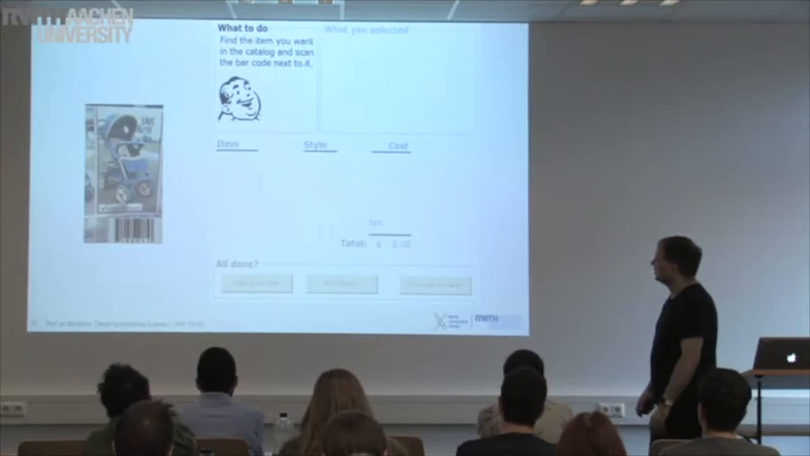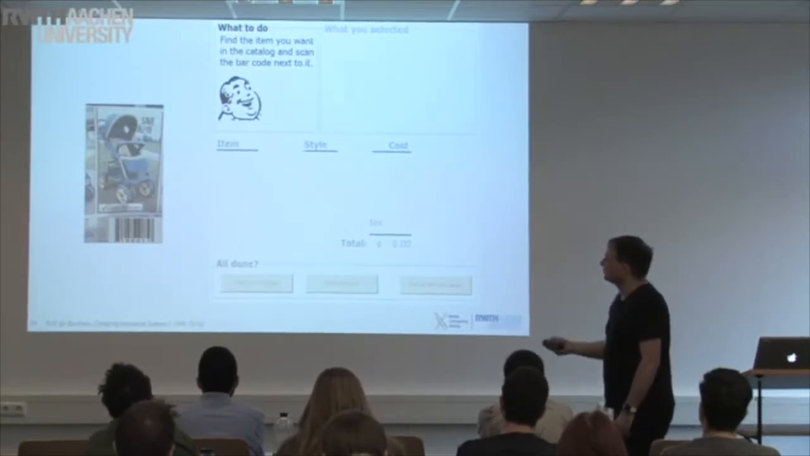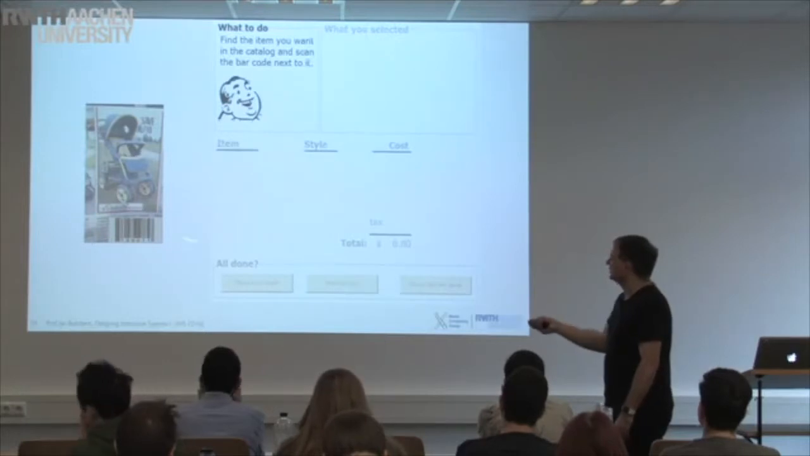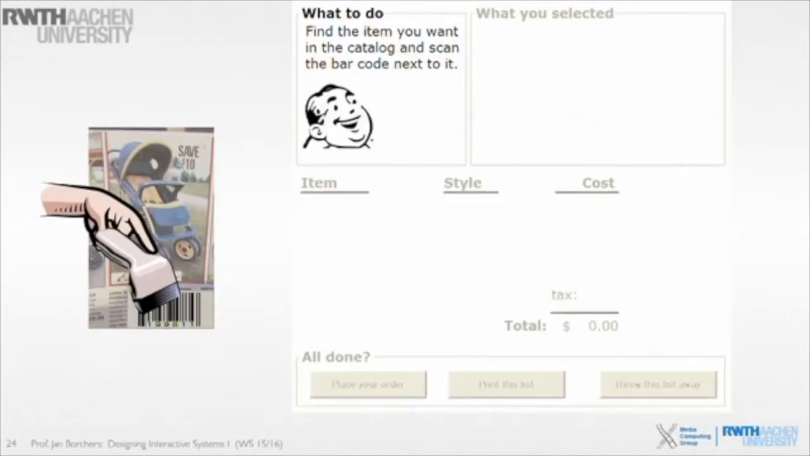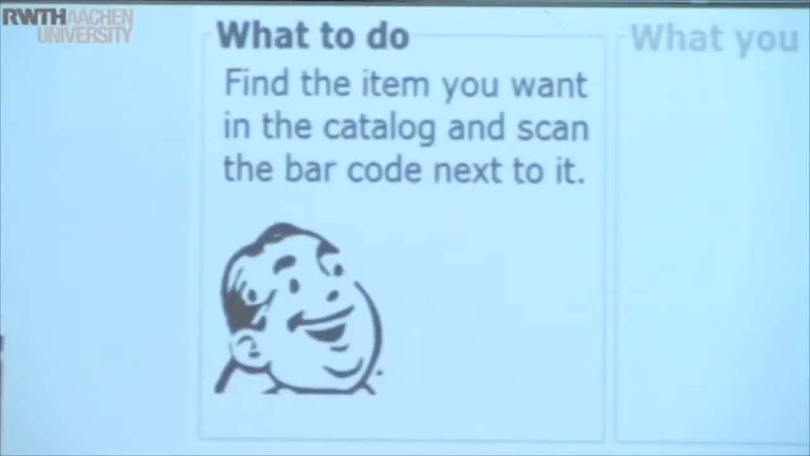Imagine the user walking through the store, and you see this stroller on a shelf, and it has a little barcode next to it. And the app shows, hey, find the item you want in the catalog and scan the barcode next to it. So you find this item, and nothing is currently entered, right? That's the interface. Nothing is going on currently.